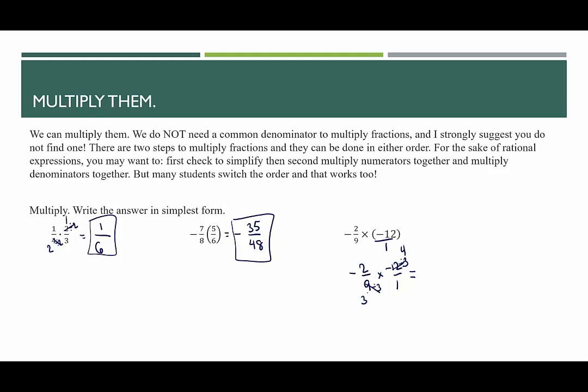Now I'm showing the division. Frequently we don't show that step. Now I'm left with a 2 and a 4 in the numerator and a 3 and a 1 in the denominator. 2 times 4 in the numerator is 8. 3 times 1 in the denominator is 3. And we're going to leave our answer in simplified form. And that's multiplying, kind of friendly, right?